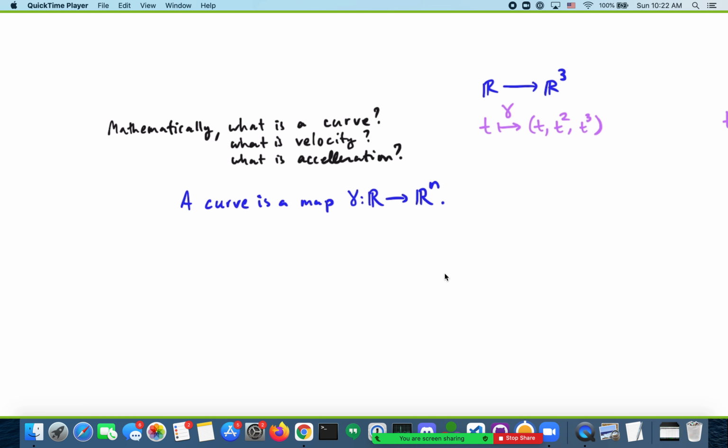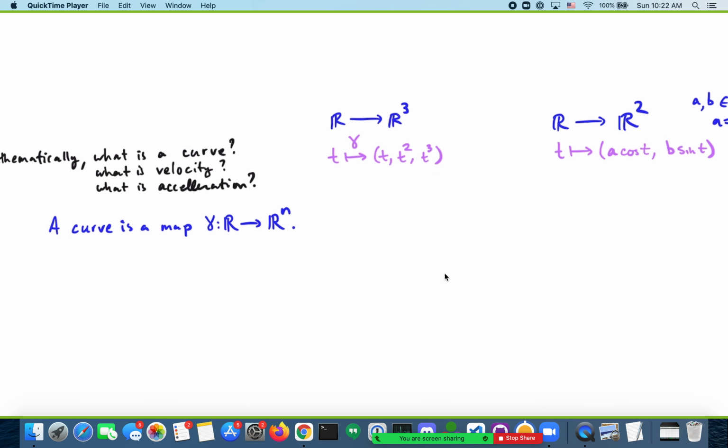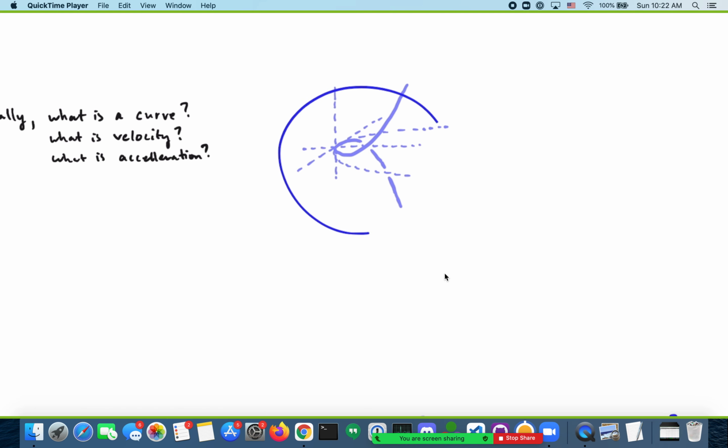Here is a curve mapping from R to R2. So this is a plane curve. In fact, this will give an ellipse. And by the way, I haven't told you this, but you were supposed to assume that A and B are fixed real numbers. For example, if A is 4, then this would be a length 4. And if B is 2, then this would be a height 2. So this is an ellipse, and this curve is our familiar twisted cubic, which I drew up here.